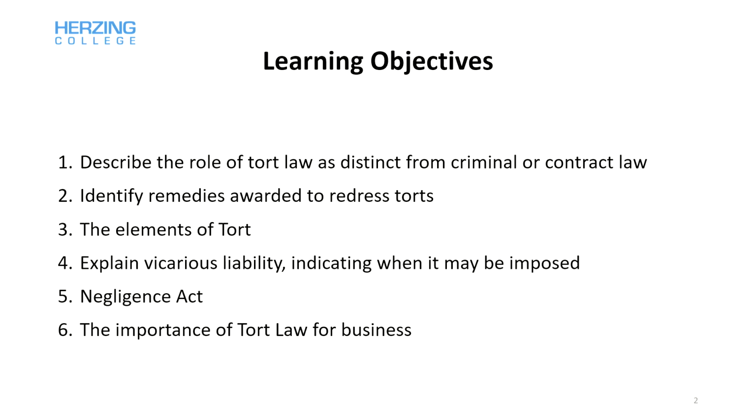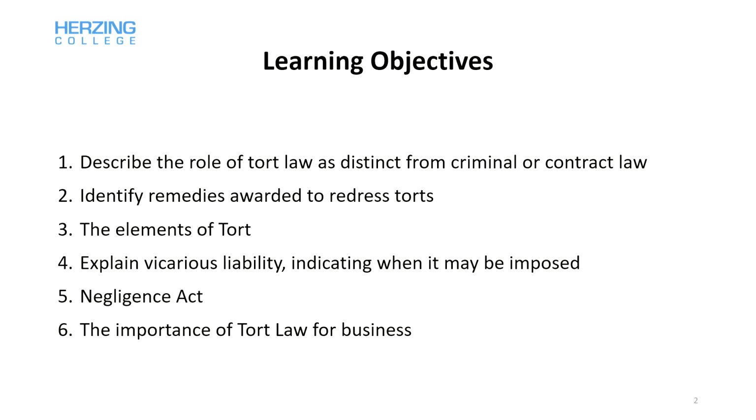In tort law, the learning objectives for this part of the chapter are to describe the role of tort law as distinct from criminal or contract law. You can take a look at the definitions of criminal and contract and compare them to tort. Identify remedies awarded to redress torts, the elements of tort, explain vicarious liability, indicating when it may be imposed, negligence, and the importance of tort law for business.